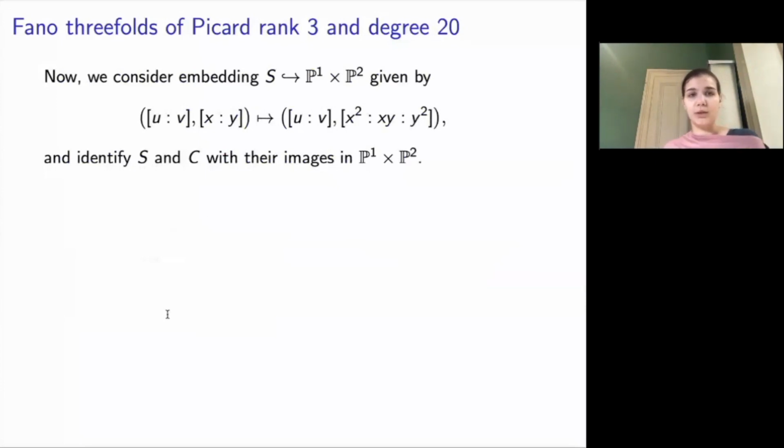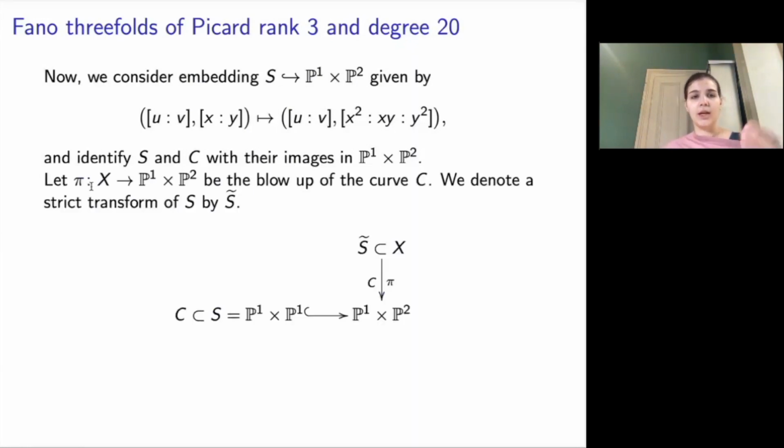So we want to do that. We still have a surface and do not have a threefold. Well, now we embed our surface S in P1 cross P2 using the Veronese embedding for the second factor, and then identify our surface S and the curve C with their images in P1 cross P2. And after that, we blow up the identified C in P1 cross P2.